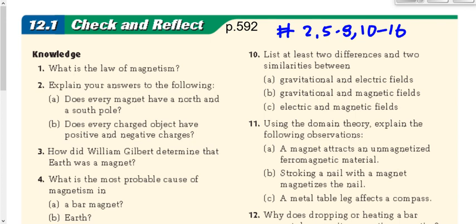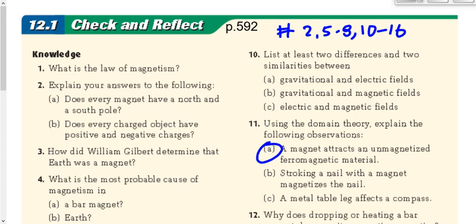And a metal table leg affects a compass. If I bring a compass near a metal table leg, that table leg will definitely affect the compass. How come? Using the domain theory. Again, it's the exact same thing. What is the compass needle? The compass needle is a mini magnet. So when you bring it nearby the table leg, what happens? It attracts to the unmagnetized ferromagnetic material, right? It's exactly the same as A. You cause the domains in the table leg to become temporarily aligned in the direction of the compass needle, and therefore the compass needle would be attracted to it.